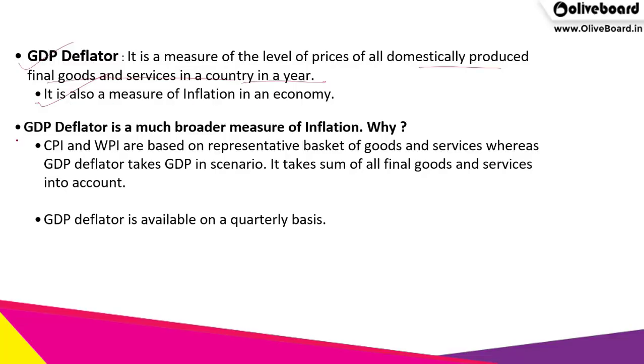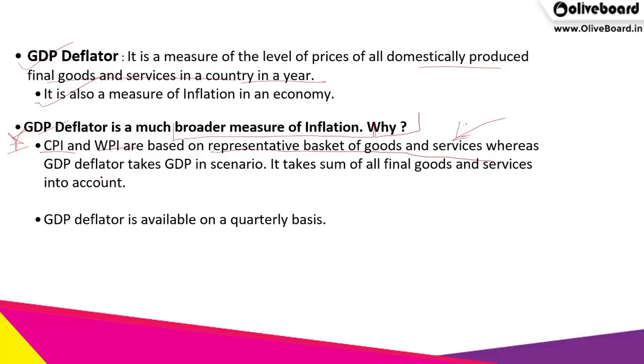Okay, GDP deflator. Now this point is important. I've included it. It's a much broader measure of inflation. Why? There is logic. Because CPI and WPI, they are based only on a representative basket of goods and services. It is not the case that we just use products which have been included in CPI and WPI. We use many products in our everyday use, not just the products which are included in CPI and WPI. So it may be the case that they don't show the correct picture of inflation.